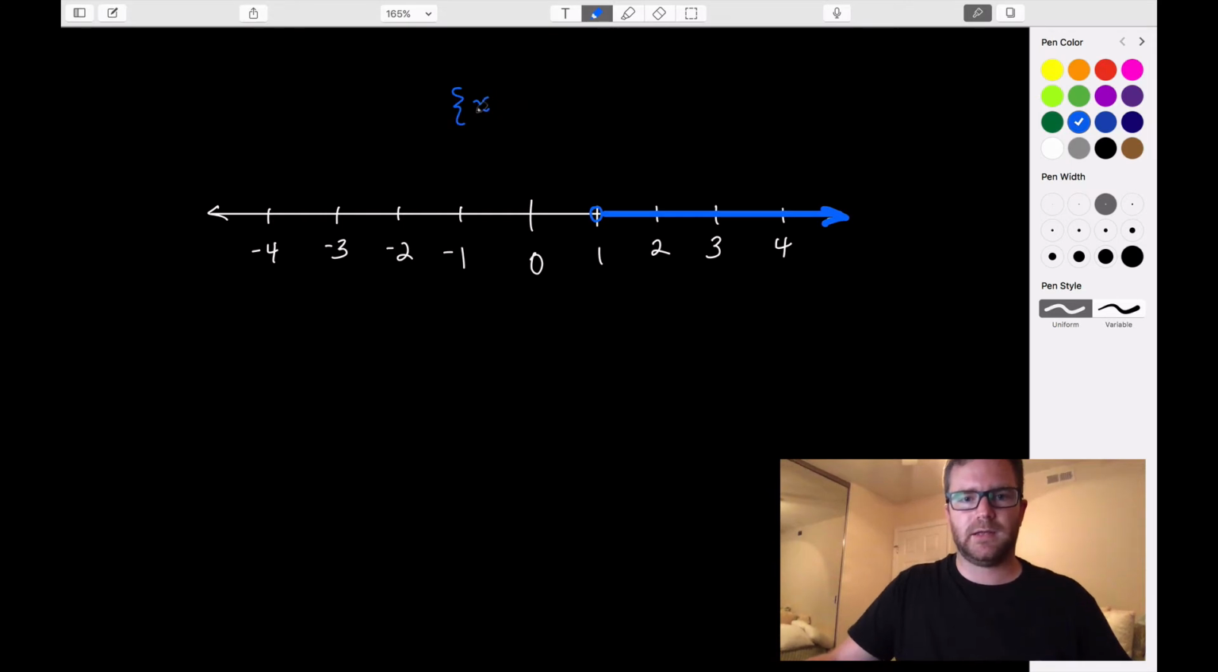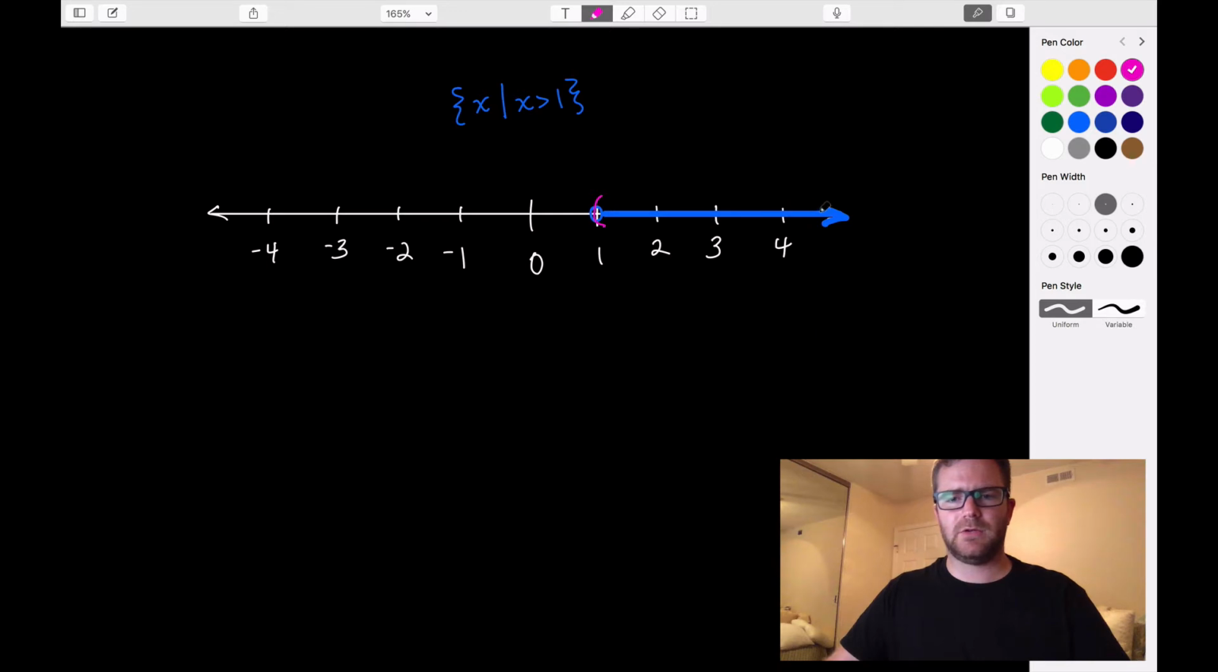So it would look like the set of all x such that x is greater than, oh whoops, not equal to, just greater than, because it's open, greater than 1. So this is our set notation for this one. So for the interval notation, we would have parentheses here because it's not included, and then it's going all the way off to the right.